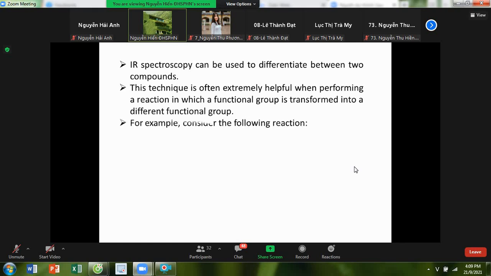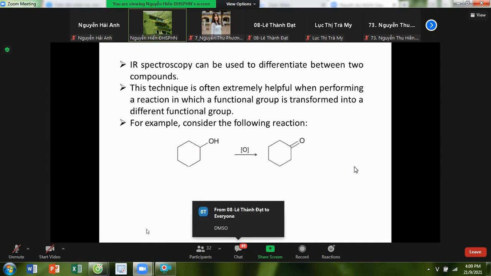So, for example, if you have an alcohol and you are going to oxidize this with oxidizing reagents, what is the suitable oxidizing reagent in this case? What is the oxidizing reagent in this case to produce a ketone? If I want to have a ketone, which oxidizing reagent should I use? DMSO? Yeah.